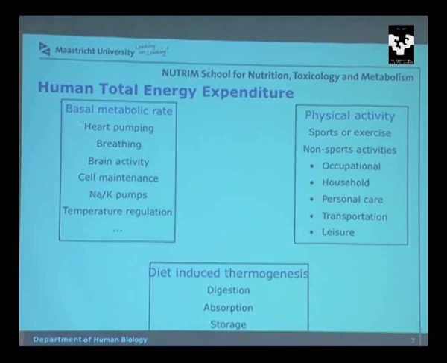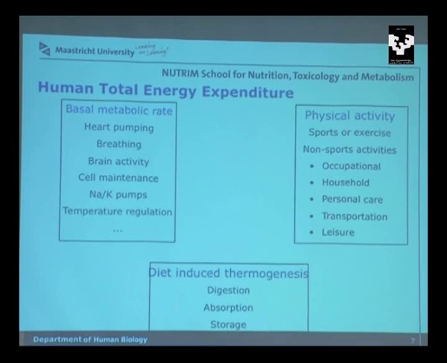First component is what we call the basal metabolic rate. That means when you are lying on a bed at rest and you are fasted, so you measure it in the morning, you will need quite a lot of energy just to breathe and keep your heart pumping and to maintain the temperature of your body, and so on and so on. So this is a major component of all the energy that you spend during a day.